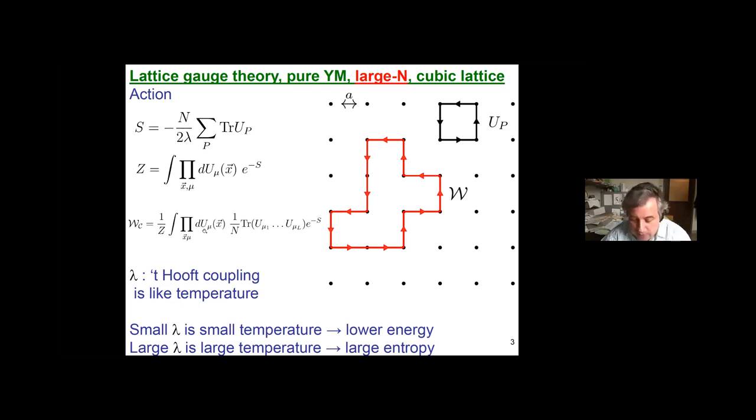So in principle, in lattice, you use Monte Carlo to evaluate it. In the large N limit, the relevant coupling is the 't Hooft coupling. It acts like a temperature, so small coupling is small temperature, and you are interested in low energy configurations, and large coupling is large temperature, which corresponds to large entropy.